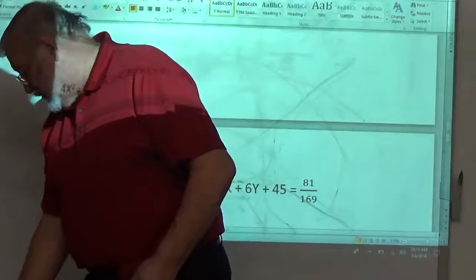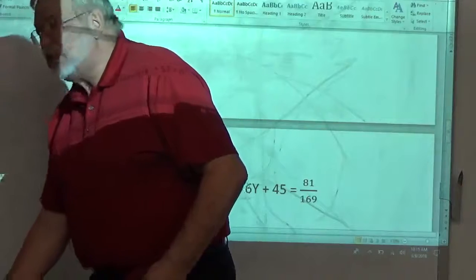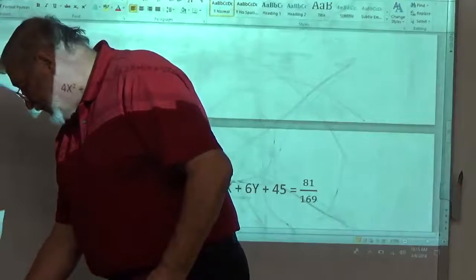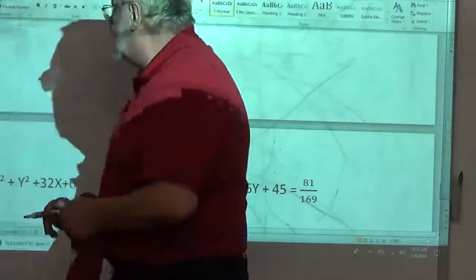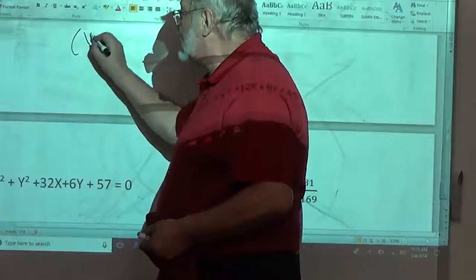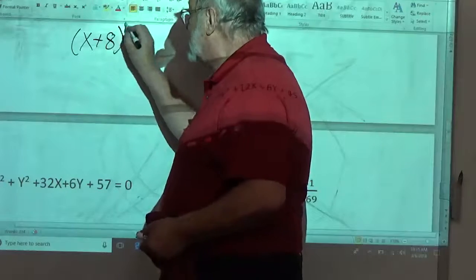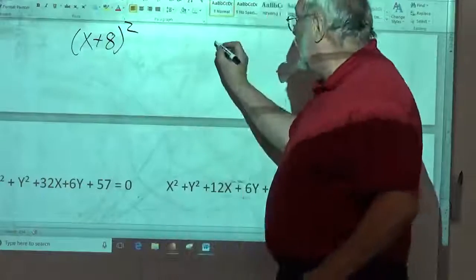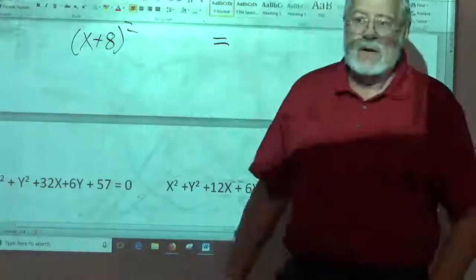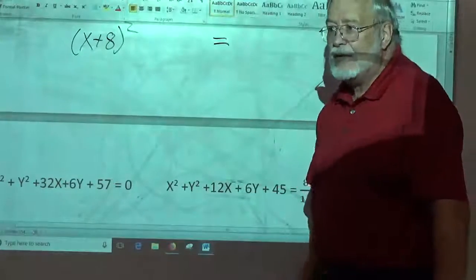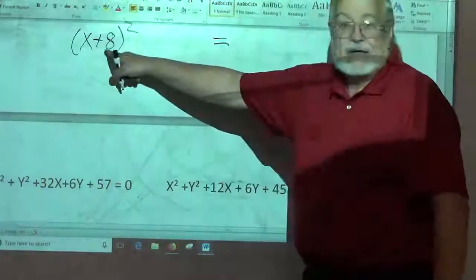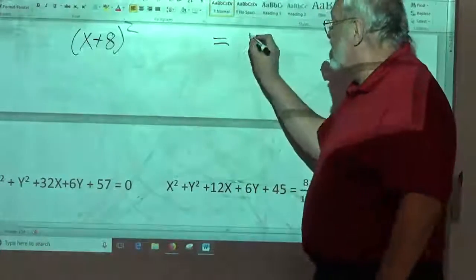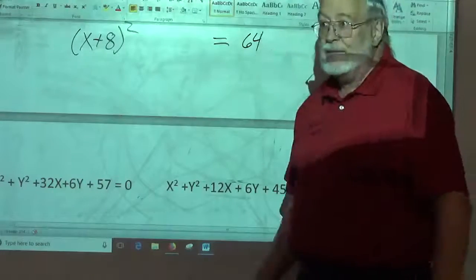All right, Reuben, number 4, we're going to complete the square on the x's. What do we take half of? 16. So we get x plus 8 squared. All right, what's the third term that we've added when we add that completed square? 8 times 8. So therefore I have to put a 64 on this side.